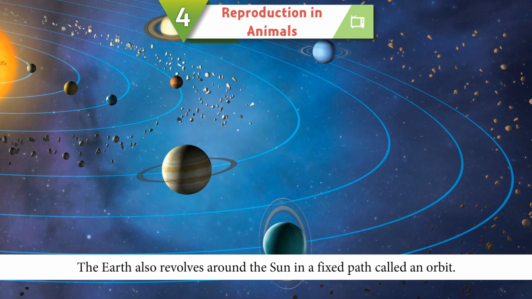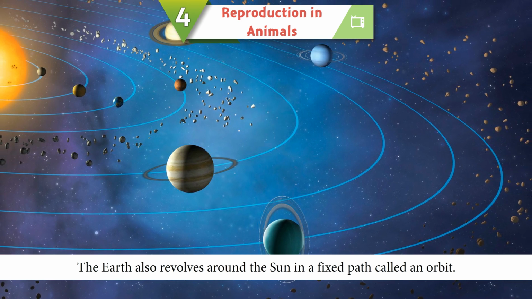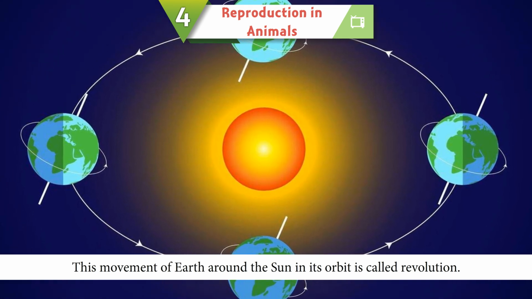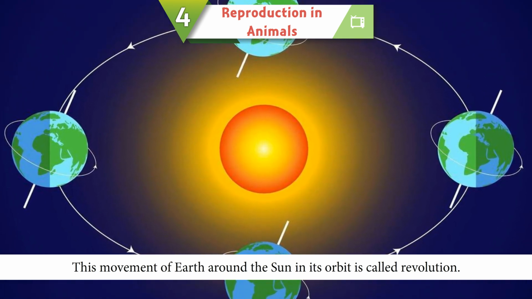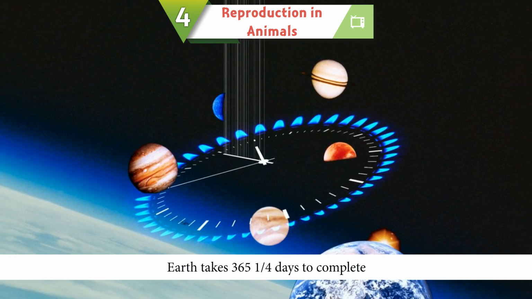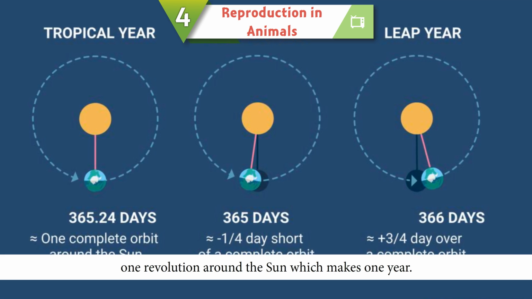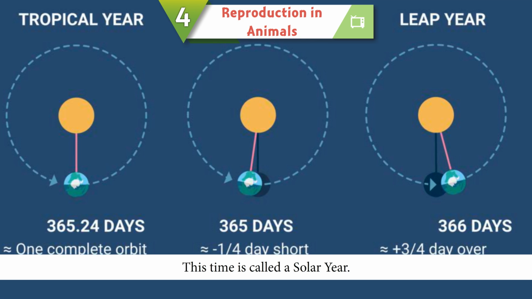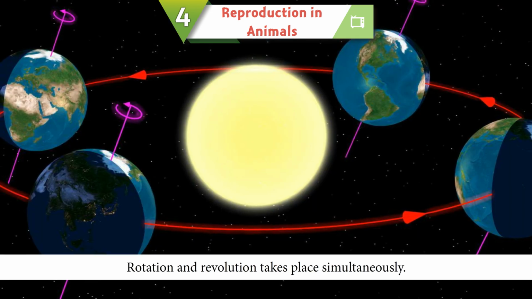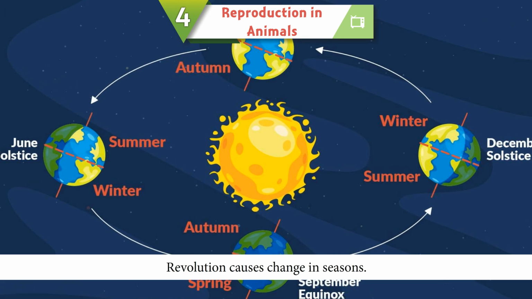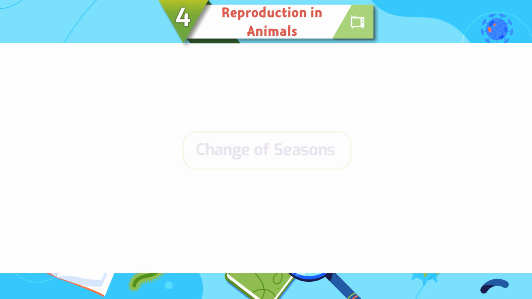The Earth also revolves around the Sun in a fixed path called an orbit. This movement of Earth around the Sun in its orbit is called revolution. Earth takes 365 and a quarter days to complete one revolution around the Sun, which makes 1 year. This time is called a solar year. Rotation and revolution take place simultaneously. Revolution can cause change in seasons.